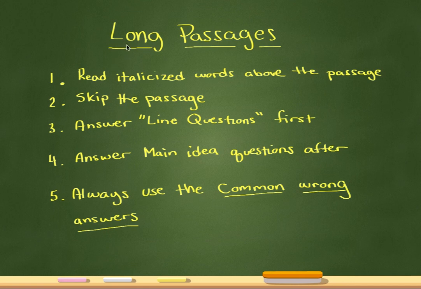So first things first, as soon as you see a long passage, the first thing you should be doing is reading the italicized words above the passage. I'm going to be honest, sometimes those italicized words are completely useless. You're not going to be able to get much out of it. But sometimes it gives you a good summary of what the entire passage is about, so by reading it, you get a good idea immediately of what the whole thing's about. A lot of people skip these because they think they're directions or something, but they can be very, very helpful. So that would be the first thing I did.